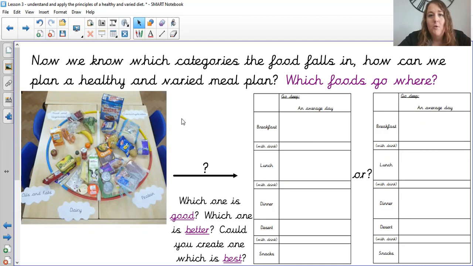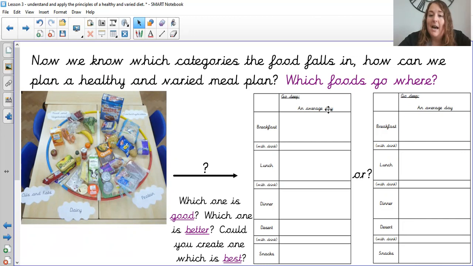Okay. You can have a go at this yourselves, though you don't just need to take my word for it. But now that we know what categories the foods fall in, how can we plan a healthy and varied meal plan? So which foods go where? At the bottom there, I've said which one is good, which one is better, and could you create one that's the best? So for your other task today, there will be a Go Deeper.